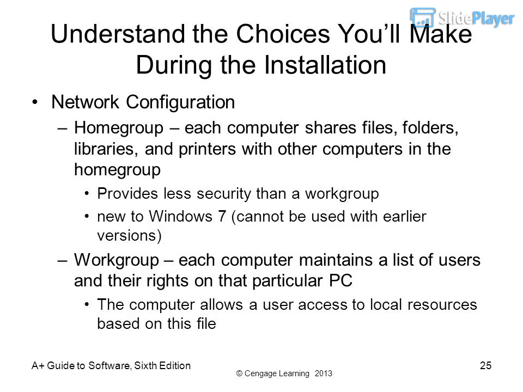Understand the choices you'll make during the installation. Network configuration. Homegroup: each computer shares files, folders, libraries, and printers with other computers in the homegroup. It provides less security than a workgroup. It is new to Windows 7 and cannot be used with earlier versions. Workgroup: each computer maintains a list of users and their rights on that particular PC. The computer allows a user access to local resources based on this file. A+ Guide to Software, 6th edition.